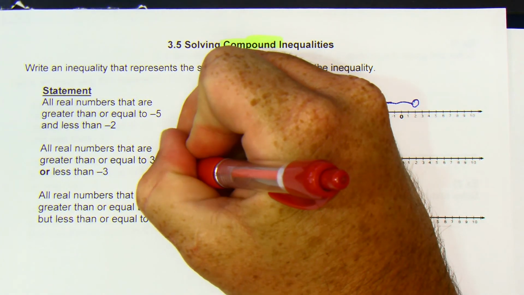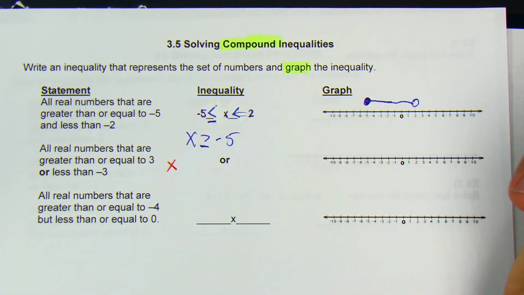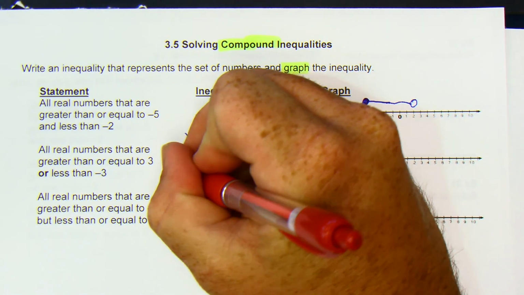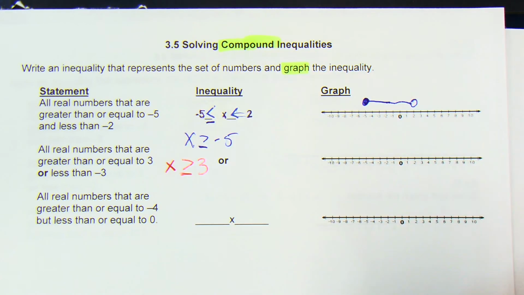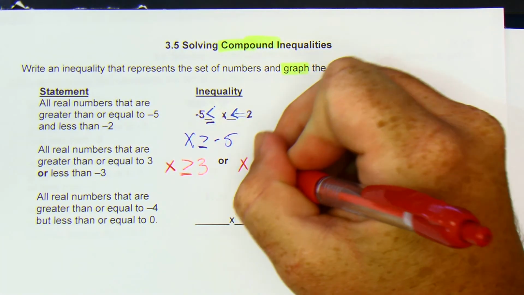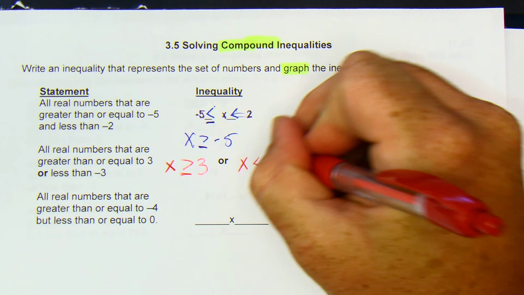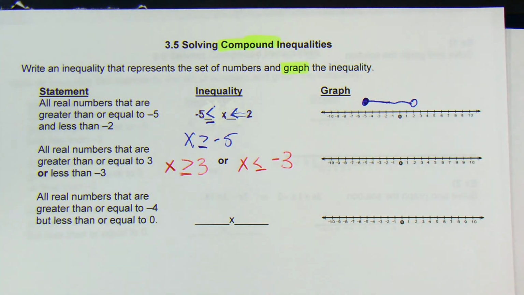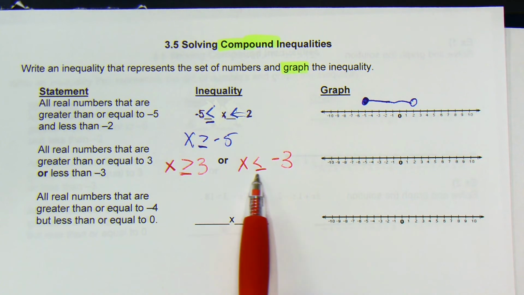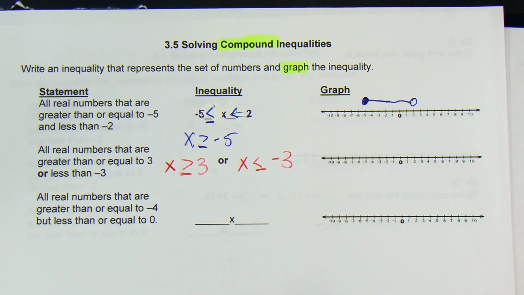I'm going to use x for my all real numbers. That's my variable. It stands for all real numbers. And I have greater than or equal to 3. My greater than or equal to sign looks like that, and then I have 3. Then I also have or less than -3. So I have x is greater than or equal to 3, or x is less than or equal to -3.